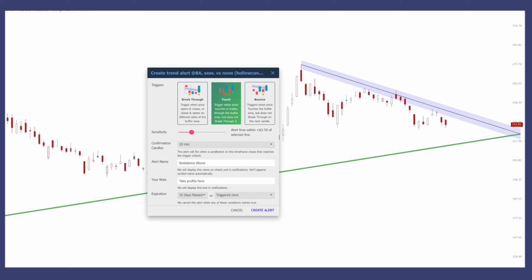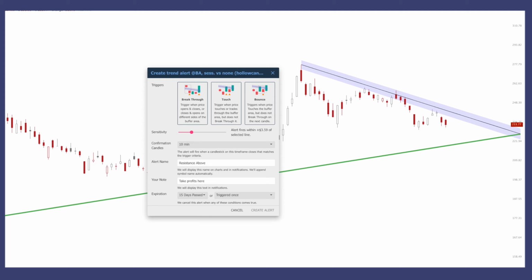The bounce is going to happen whenever the price touches the buffer area but does not break through on the next candle. So there are 3 different ways that you can have price action interacting with these levels, and you choose based on your strategy and your trading style which one that you want.